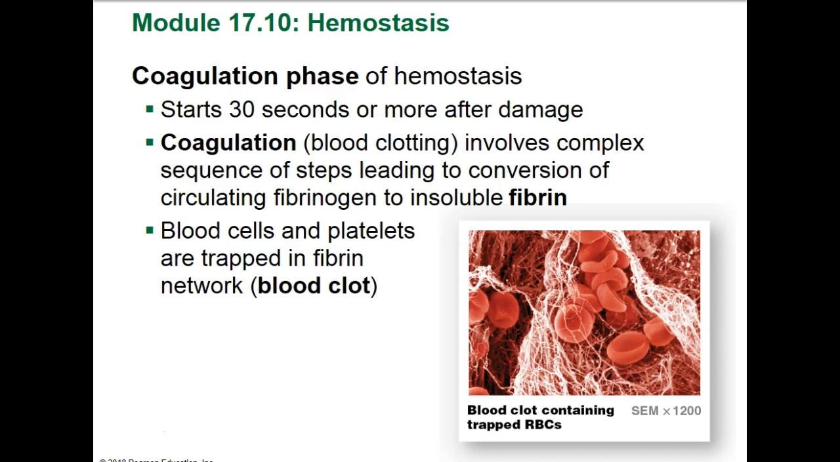Okay, and then we have the coagulation phase. It starts 30 seconds or more after damage. So coagulation is blood clotting. It involves a complex sequence of steps that lead to conversion of the fibrinogen that circulates in the blood to an insoluble fibrin. And what then happens is that the blood cells and the platelets get trapped in this network of fibrin, and that's what forms the blood clot.